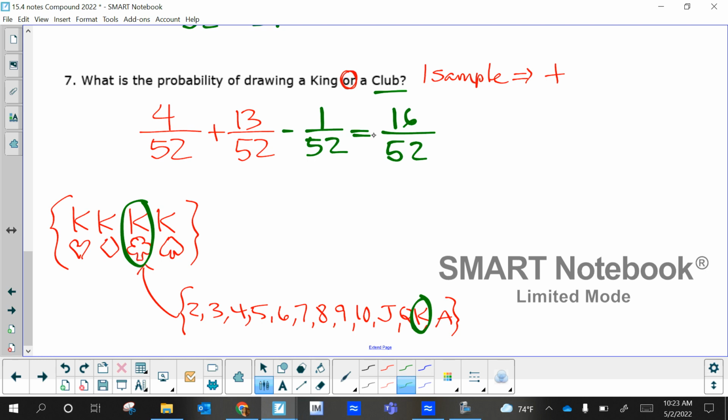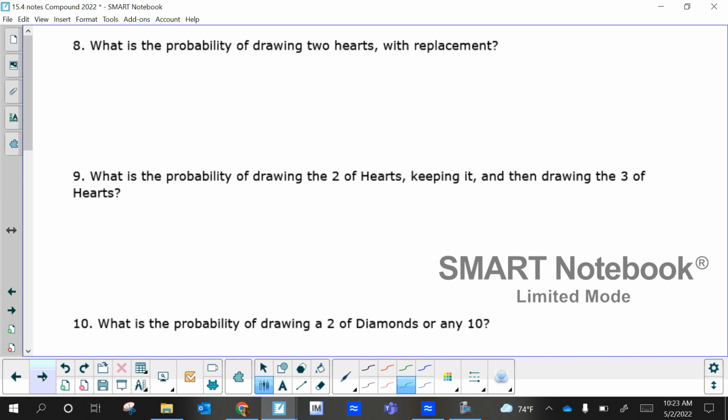So what's 16 divided by 52 percentage-wise? I always like to look at the percent. So this is about a 30.7% chance of picking a king or a club. Okay, so any of those clubs. So that's a lot. So that kind of helps out a little bit. All right, let's go to the last 3.